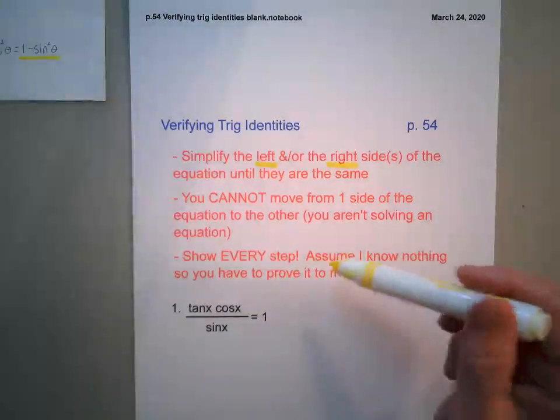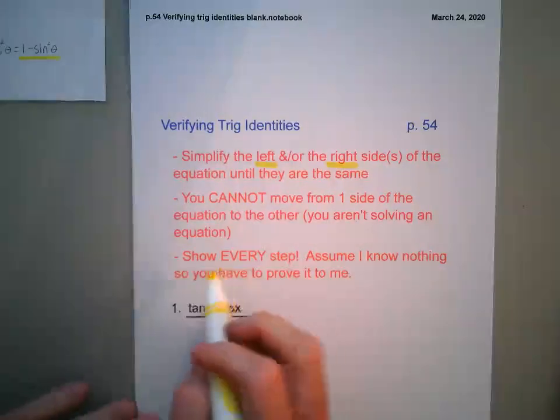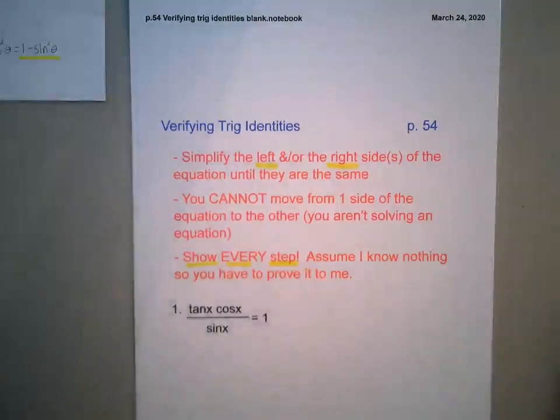And the work for these problems is showing everything you're doing. Assume that I know nothing and that you have to prove it to me. So if it's an identity, you need to write it down and show me what's going on. Okay? All right.